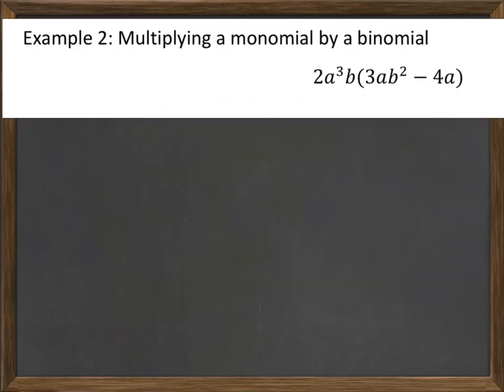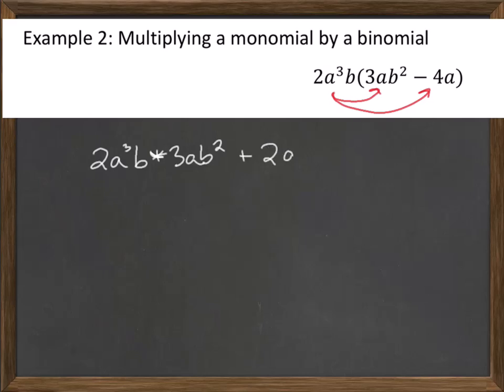In this example, we are going to be multiplying a monomial by a binomial. Binomial means there's not one but two terms. And monomial, mono stands for one, so that means one term. So in this case, we're going to have to use the distributive property. So we are going to be multiplying 2a to the 3rd b times 3ab squared. Okay, and then we're also going to multiply 2a to the 3rd b times negative 4a.